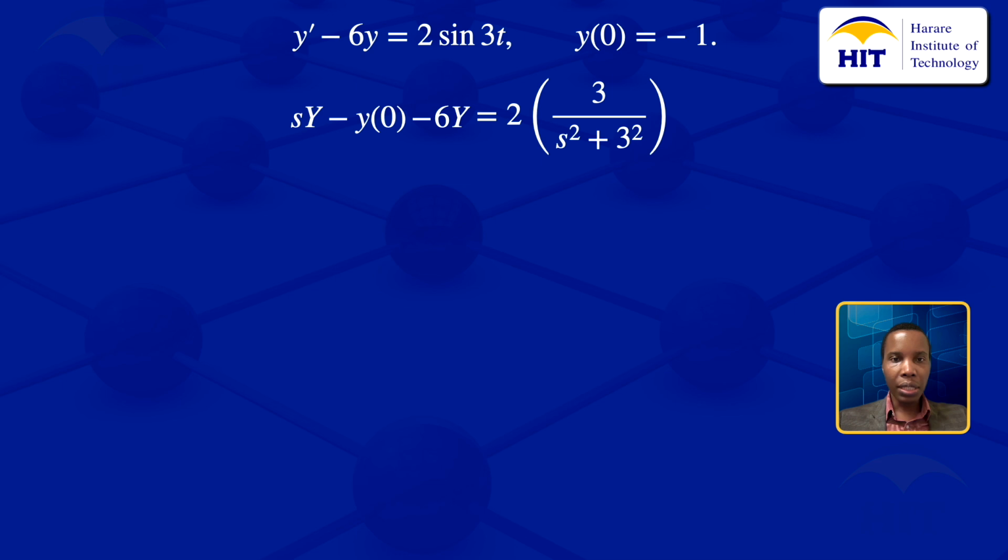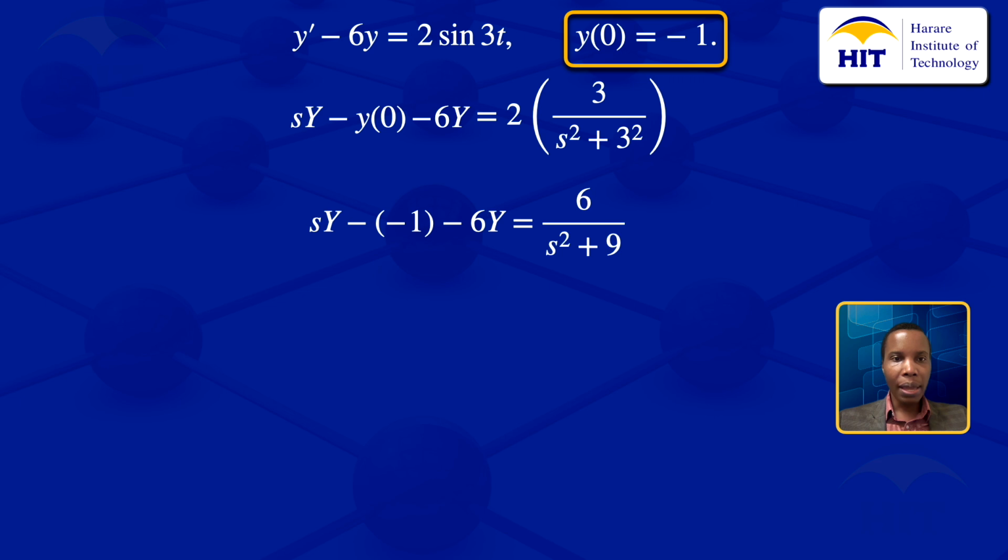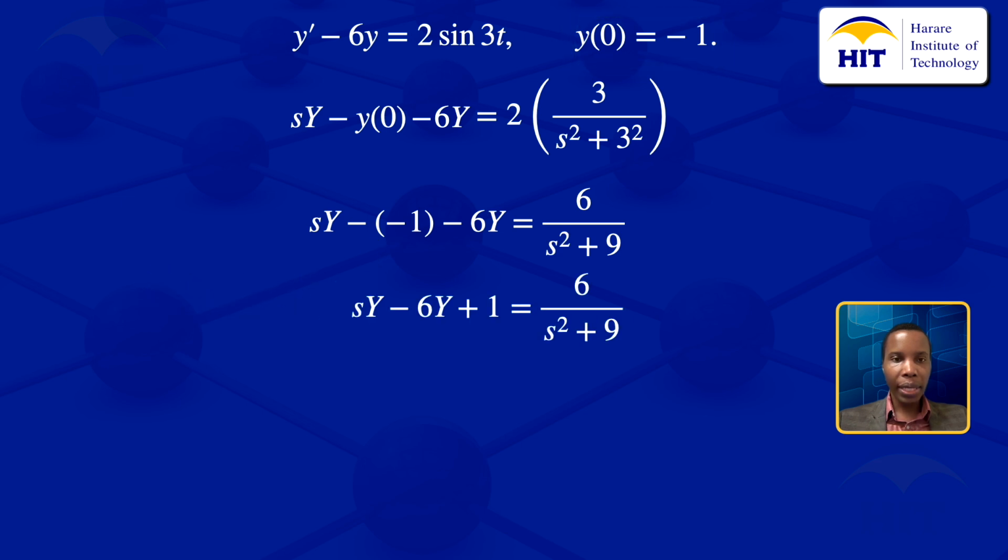We then go on and substitute our initial condition. This one is saying y(0) is equal to -1. We substitute it on this part here, so that our expression becomes s multiplied by Y minus (-1) minus 6Y is equal to 6 divided by s squared plus 9. And then we can go on and simplify this part. Minus minus 1 gives us a plus 1, so that our equation becomes sY minus 6Y plus 1 is equal to 6 divided by s squared plus 9.